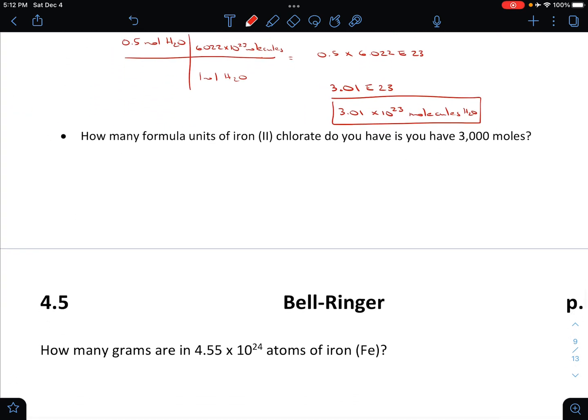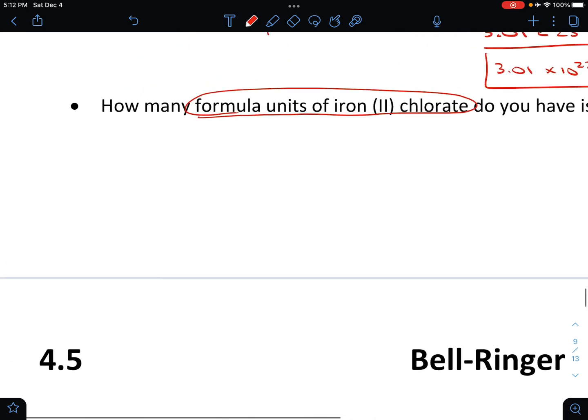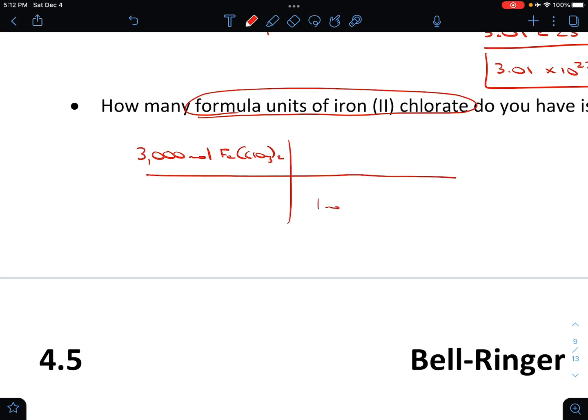All right, and last but not least, this time we're going to do the same thing. We're looking for formula units of iron 2 chlorate, and we have 3,000 moles. So we'll start our little T-chart. 3,000 moles of iron 2 chlorate, and we know that 1 mole of iron chlorate, right? And we've got Avogadro's number on top. All right, and we're ready to calculate. So let's type this in and make sure we have the same thing as the answer.